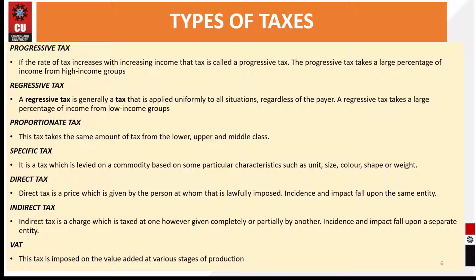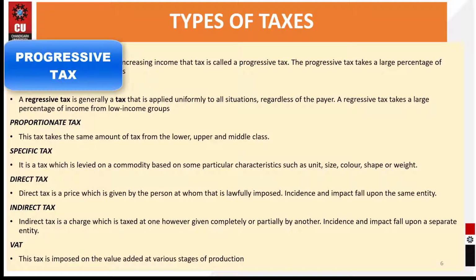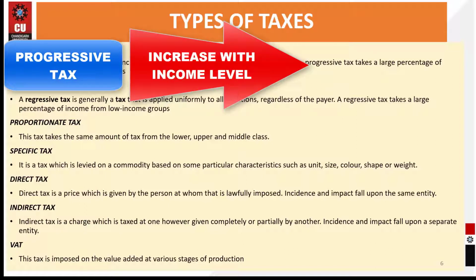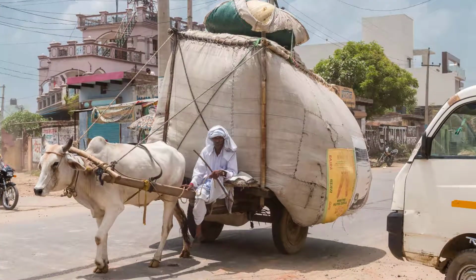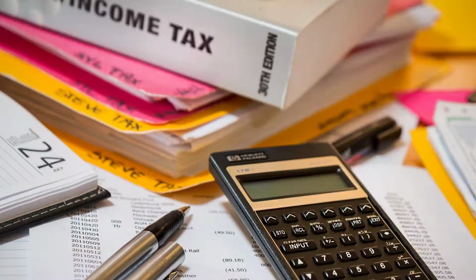So to start with, the first type of tax which we have is progressive tax. Progressive tax is that tax which increases with increasing level of income. It means the person who is earning more income has to pay more tax, and the person who is earning less income has to pay less tax. For example, in India we have income tax. That is an example of progressive tax.